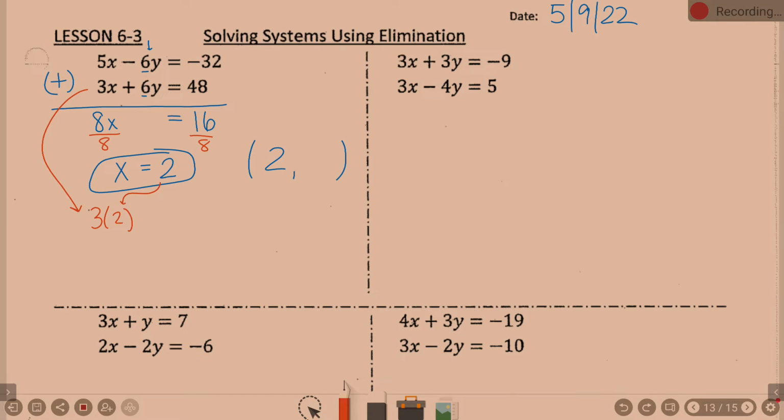2 plus 6y equals 48. 3 times 2 is 6. Now I have 6 plus 6y equals 48. How do I solve for y? I can't add 6 and 6y, they're not like terms. So how do I move a positive 6 to the other side?